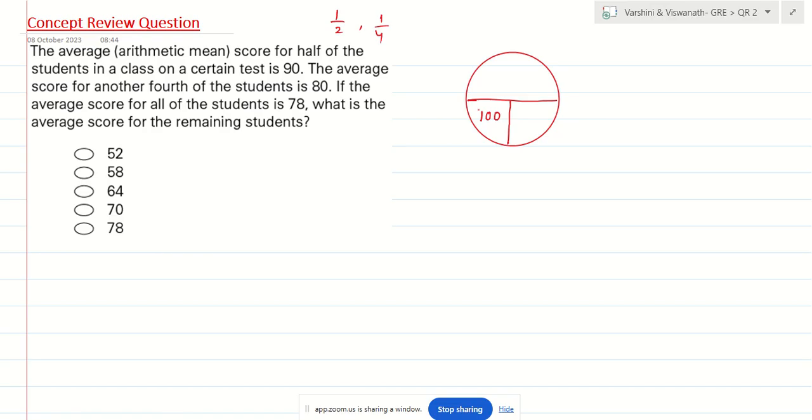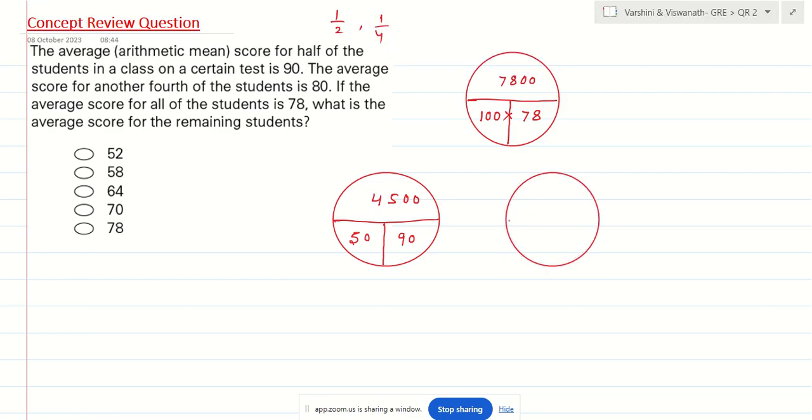Okay. What is given as the average? 78 total. So how much will we get as the total summation? Correct, no? Now, it is also given here that half the students have an average score of 90. Half means what? 50. Correct, given 90. How much will we get? 4,500.